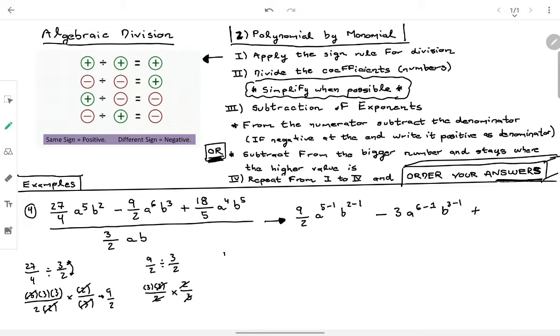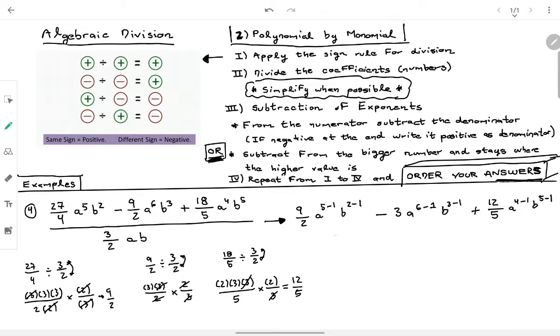Finally, it's going to be 18 fifths divided by 3 halves. So it's going to be 2 divided by 3 multiplied by 3 over 5. We can flip it, so it's going to be multiplied by 2 thirds. So we can eliminate a third with a third. So it's going to be 12 over 5, and it's going to be a to the 4th minus 1, b to the 5th minus 1.